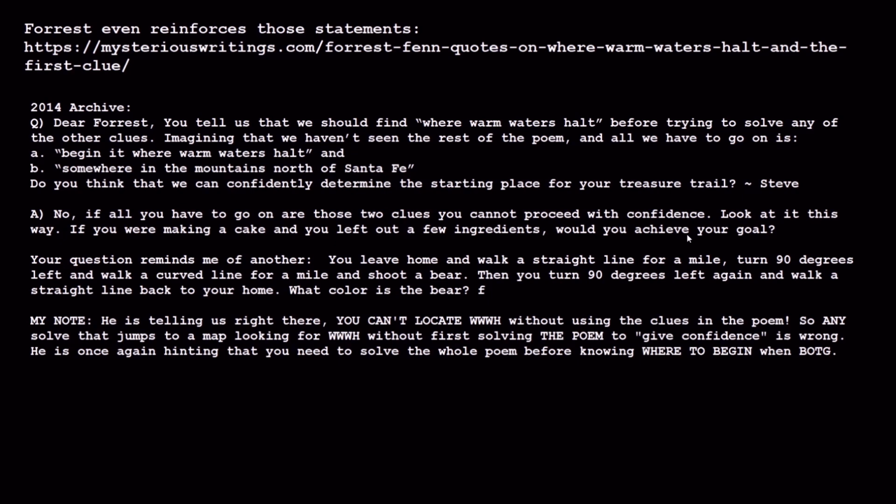So she says here, you tell us that we should find where warm waters halt before trying to solve any of the other clues, imagining that we haven't seen the rest of the poem. And all we have to go on is beginning where warm waters halt, then somewhere in the mountains north of Santa Fe. Do you think that we can confidently determine the starting place for your treasure trail?